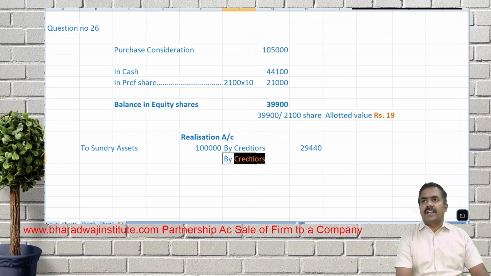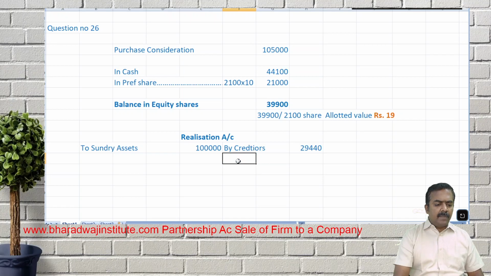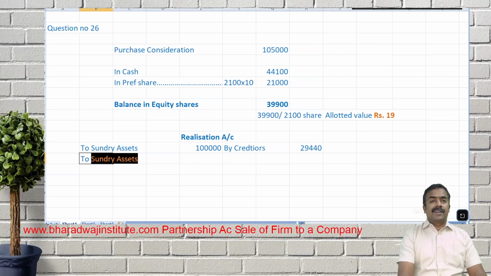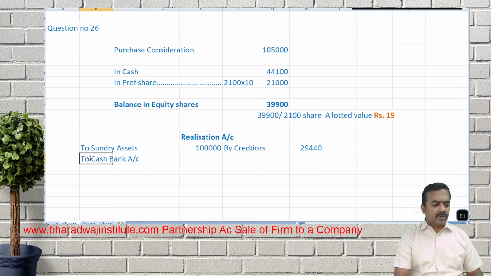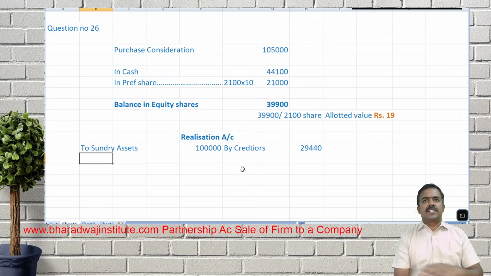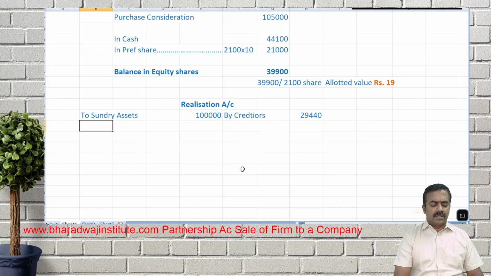If any asset is realized by the firm, what will we do? By cash or bank. In this problem, are any such assets sold and realized by the firm? No. If any obligation is met by the firm, recorded or unrecorded liability, what will we do? We will put it to cash or bank account. In this problem, no such thing. If anything is taken over by the partner, to partner's capital, and all that, we'll do, but in this problem no such thing.